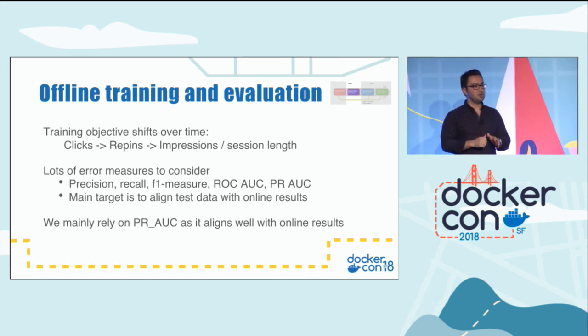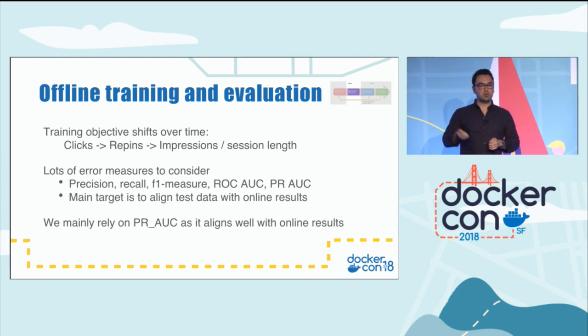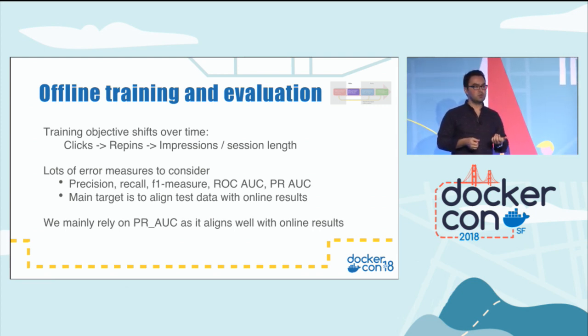The reason why we do that is we want to make sure that when we make an error on repin versus a close-up, so the most strong and the least strong positive engagement, we want to make sure that the error we made on a more important label has a much larger impact on the neural net compared to a soft positive label.